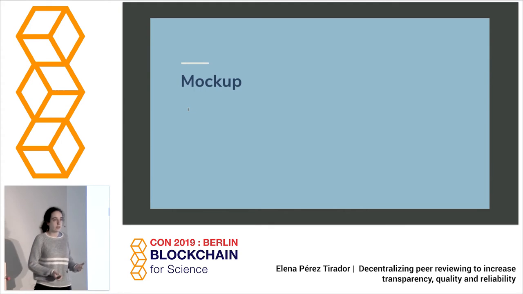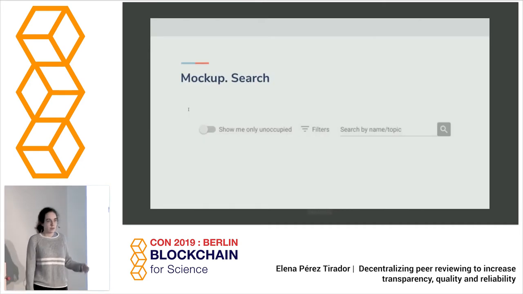Since this is just the first iteration in a lean design process, this will not likely be how the final application will look like, but well, it serves as an example of what we're working on right now. First functionality is the search. As I explained before, after an editor has accepted a paper for review, they can search reviewers for a certain topic, also applying filters if so desired.